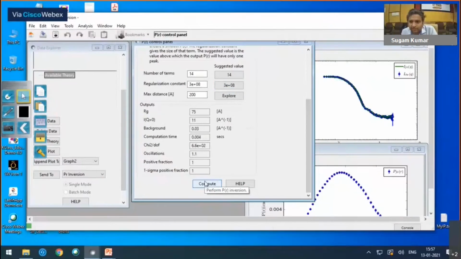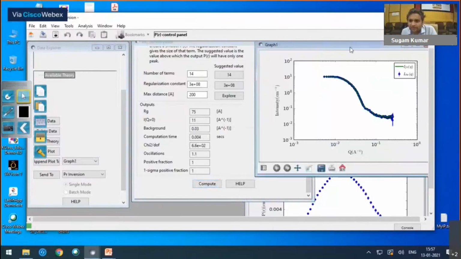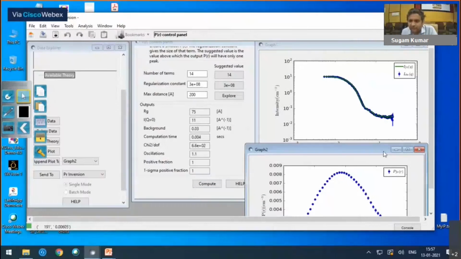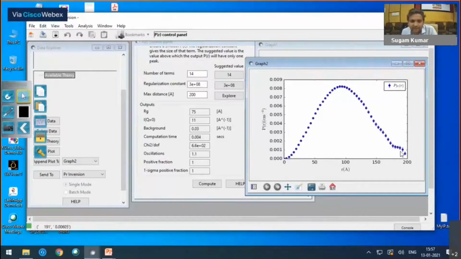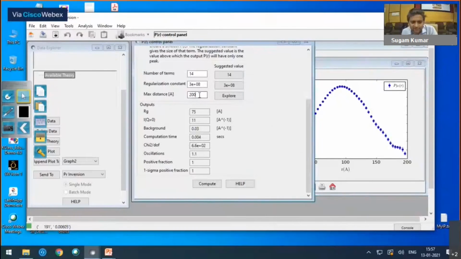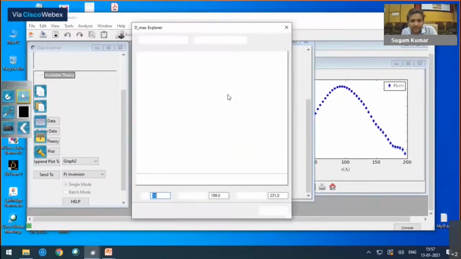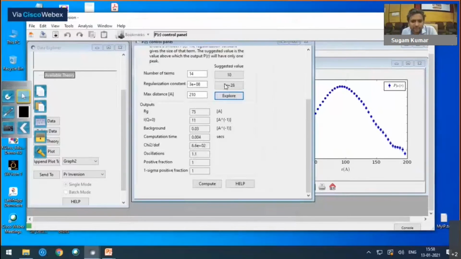Choose them and compute. So you see, this is almost fitted and quite smooth. However, there is still some background here. So I will play with it a little bit. Let's say 210, and choose these values.